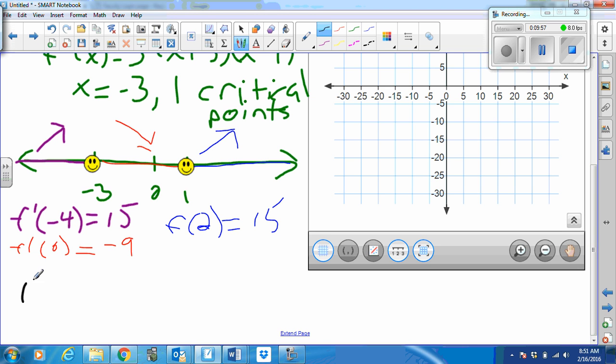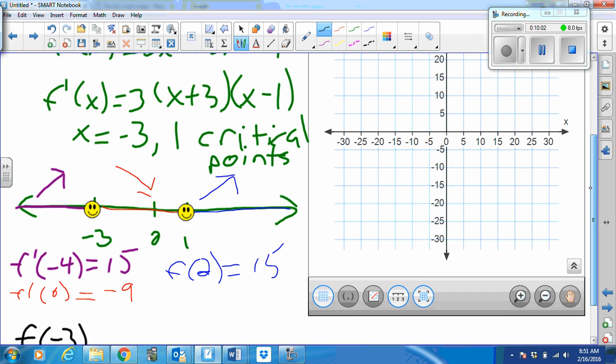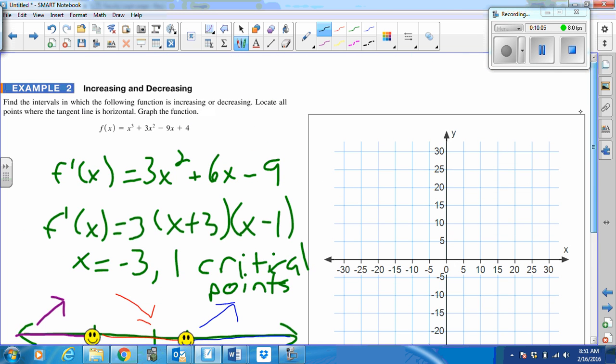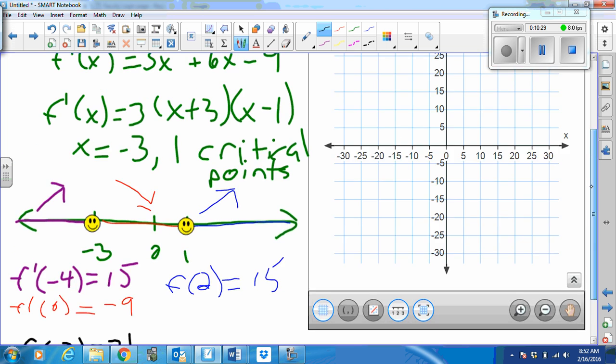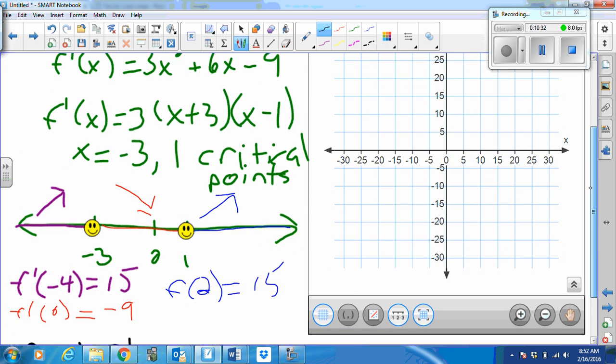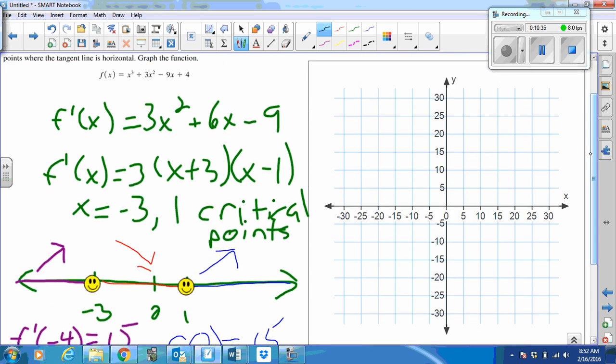And so let's see, f of -3. We go back to the original function, which is x cubed plus 3x squared minus 9x plus 4. I'm not going to show all of the algebra, but when you plug in negative 3, you get 31. And when you plug in 1 to the original function, you get an output of negative 1. And so I'm going to go ahead and put these points on our graph. So we have negative 3, 31.